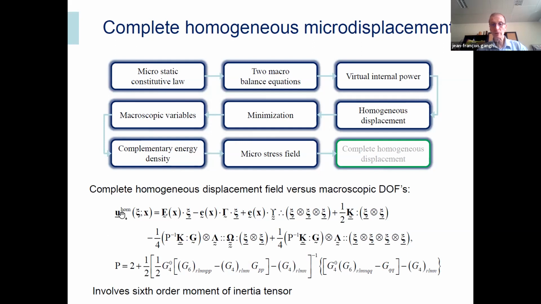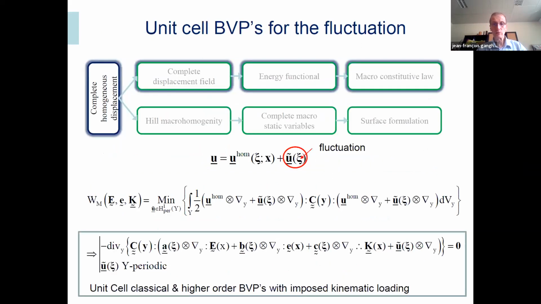And you see, it was not obvious at all to get it, especially because we have the 6th order moment of inertia tensor, which appears. So it is this part of it is in this P coefficient. And there are some additional coefficients I will not detail here in this presentation. Okay, so now we have computed the homogeneous part of the displacement.